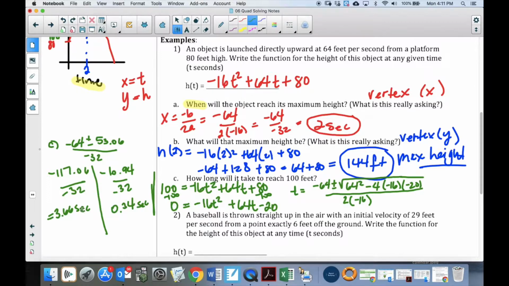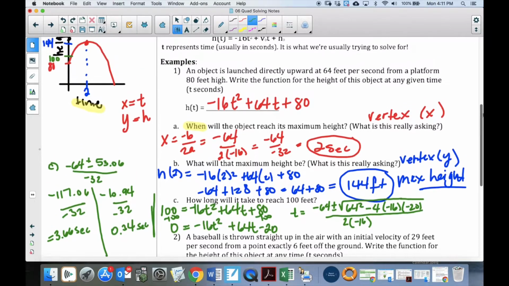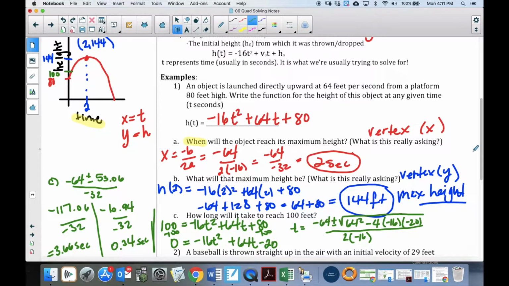So we divide that, and when we get that, we get a positive 3.66 seconds and a positive 0.34 seconds. Sometimes when you do this, you'll get a positive answer and a negative answer, and we'll talk about that when it happens because there will be an example like that. But on this one, we actually have 2 different answers. Let's look at our graph and figure out why we have 2 answers.